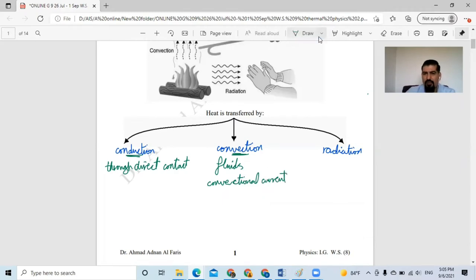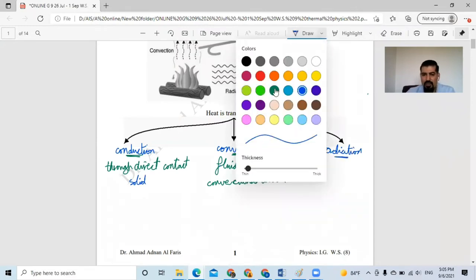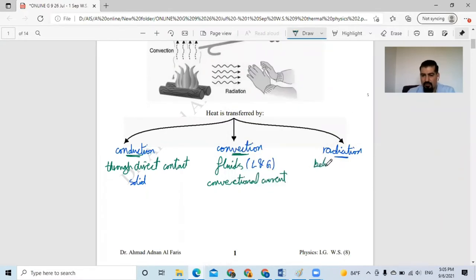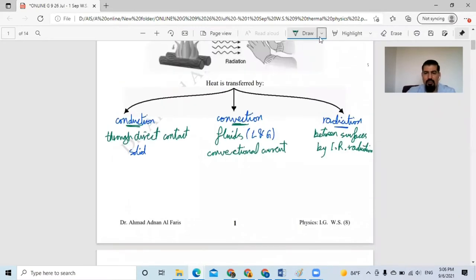When I say fluid here, I mean liquids and gases. Here we are talking about only solid objects, and here we are talking about liquids and gases. Finally, radiation happens between all surfaces, by something called infrared radiation. So we need to compare between conduction, convection, and radiation.